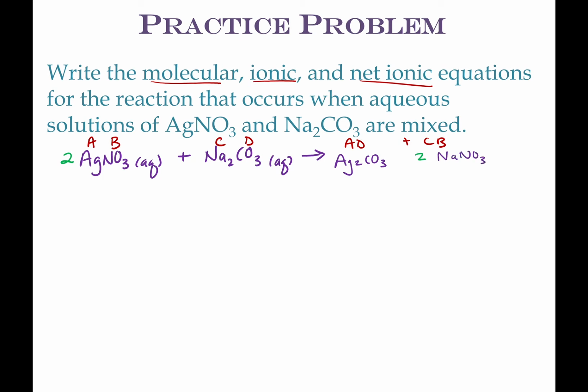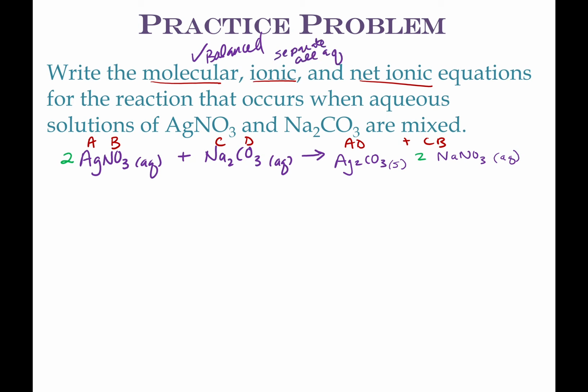So now we need state symbols. If we look at our solubility chart, we're going to find that silver carbonate is going to be our insoluble product here, a solid. And our sodium nitrate is going to be soluble because all nitrates are soluble. So now we have the molecular equation and it's balanced. So that's step 1.